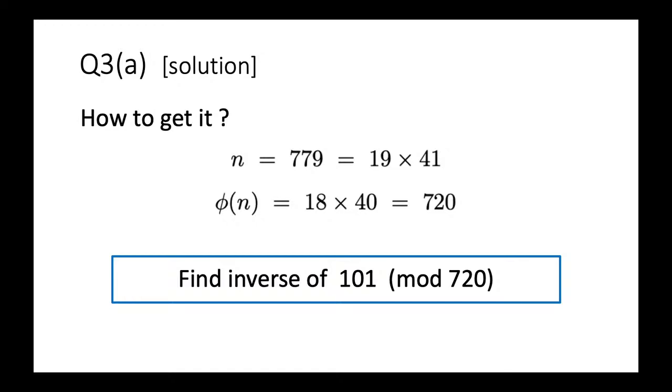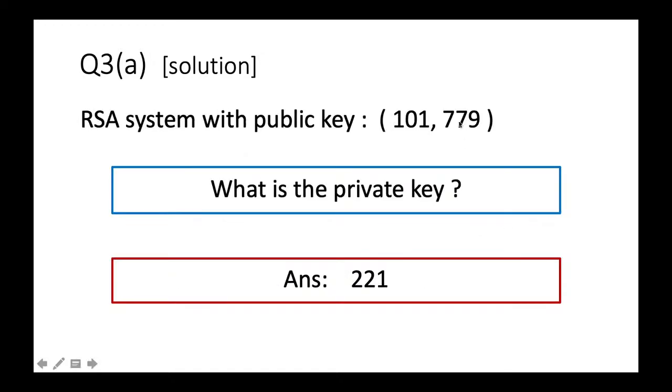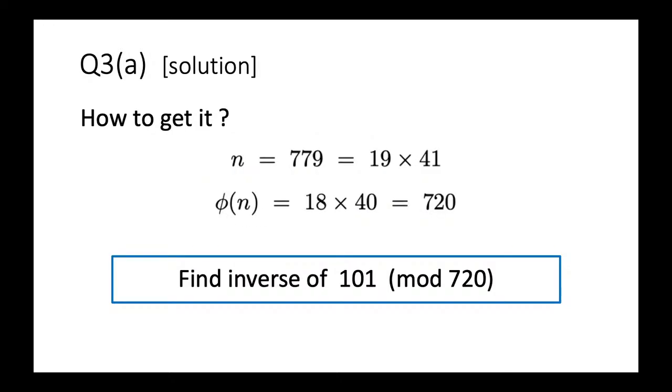Before we find the private key, we have to first find out the prime factors of 779, because this is important in getting the private key. We find out that 779 is equal to 19 times 41. So phi of n is equal to 18 times 40, which is 720. And the private key that we are trying to find will be an inverse of 101 modulo 720. So this is what we want.